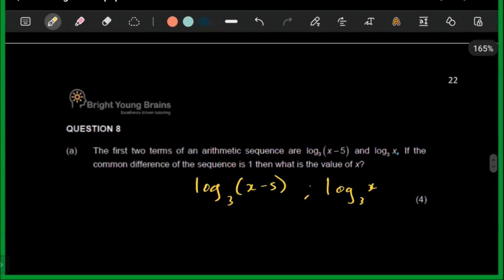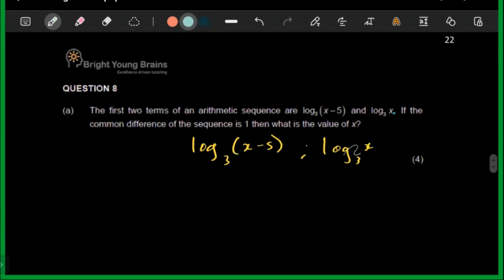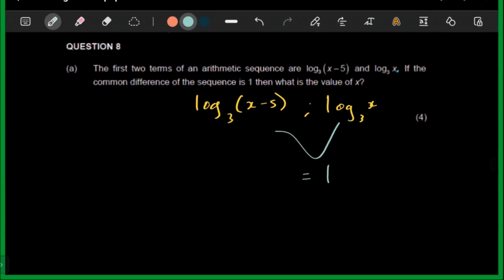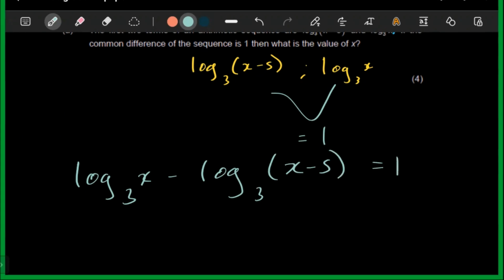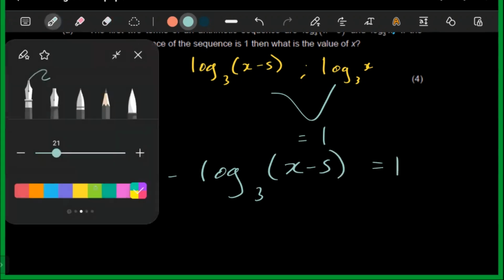And they told you it's an arithmetic sequence. It just means that this minus this gives you your common difference. But then they told you your common difference is a 1. So what you know is log base 3 of x minus log base 3 of (x minus 5) is 1. You cannot solve for x directly, you just need to solve this equation.